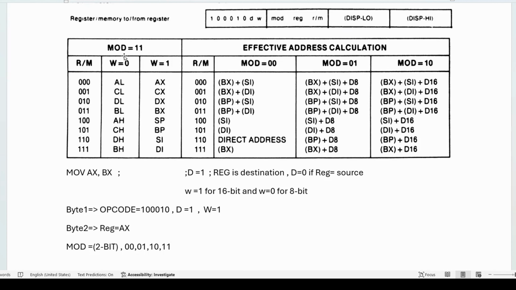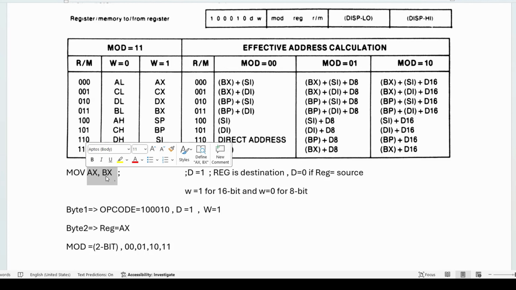If you look at this table, you can understand these are already given. Over here, this is mod equals to 11. Then this column is about mod equal to 00. This is for mod equal to 01. And this column is for mod equals to 10. And how can one decide that mod value? You will have to look at your operands.